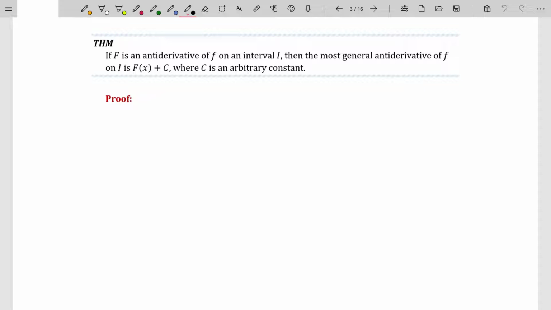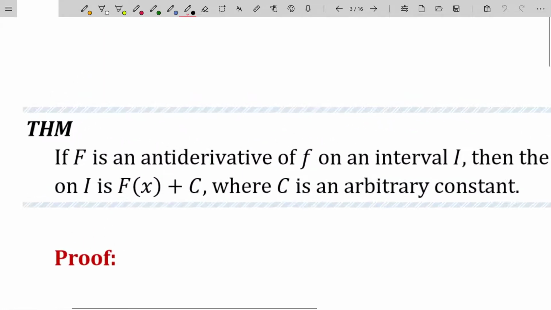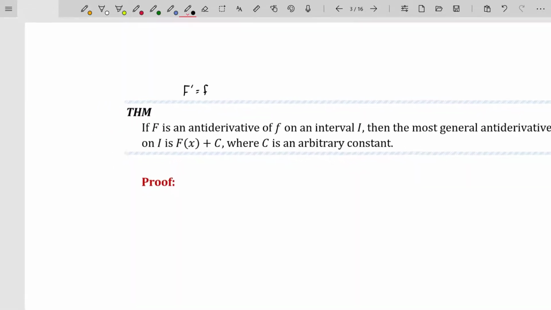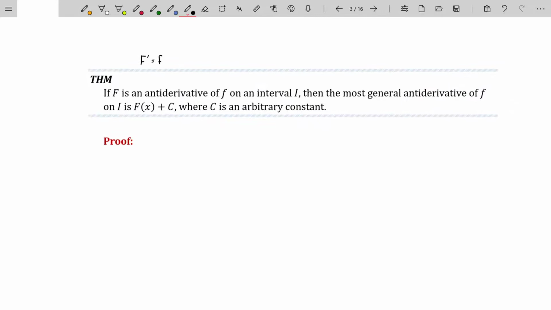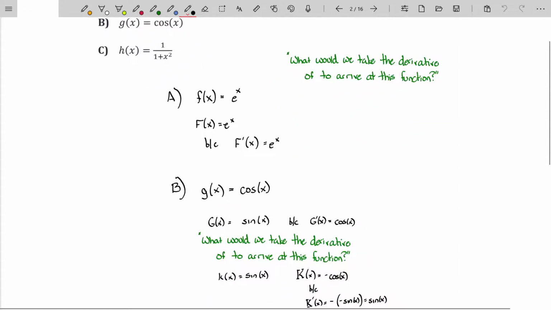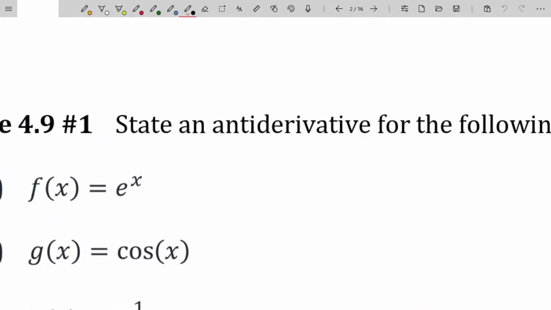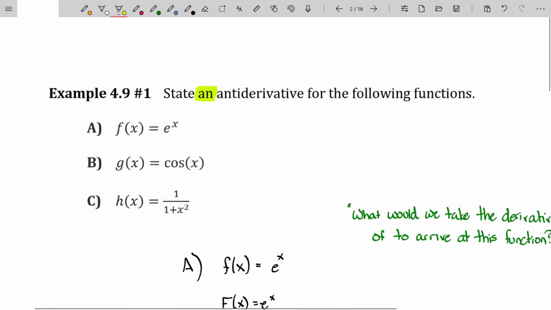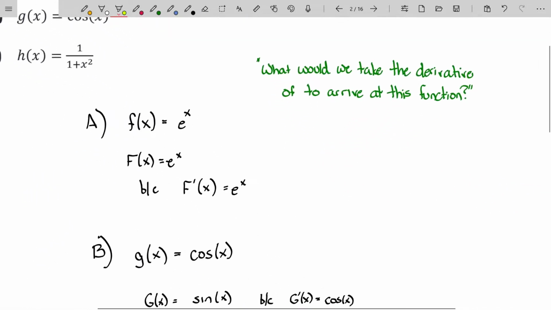All right, so here's a theorem. If capital F is an antiderivative of a function, little f, that is, if capital F prime is equal to little f on some interval, then the most general antiderivative of little f on that interval is capital F of x plus c, where c is an arbitrary constant. Now, before we go to prove this, let's just see why this is true. Let's go back to one of the examples that we just did. So notice in this question, I didn't say state the antiderivative, I said state an antiderivative. And that's because of this specific theorem that we're about to deal with. Think about it this way.